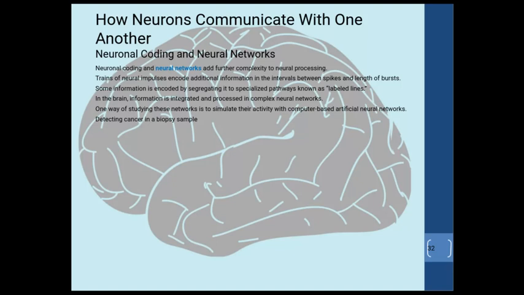So overall, I'm just showing you exactly how complex the brain is. In the brain, information is integrated. The brain has to know what are excitatory, what are inhibitory, do we have enough to reach the threshold, and processed in complex neural networks. So one way of studying these networks is to try and simulate their activity with computer-based neural networks. Some of these things can work, like seeing when a person may get anxious or not, being able to detect cancer in a sample of a biopsy.